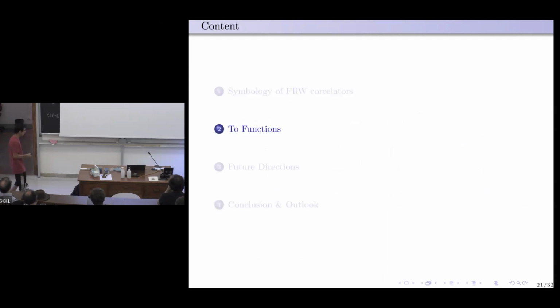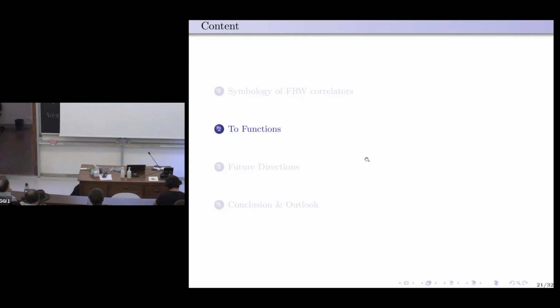Okay, so far I have talked about how to derive the symbols of these cosmological correlators. One advantage of the recursive relation here is that we only have two types of functions to evaluate, which makes the recursion much easier than the differential equation, where we have many more functions to evaluate.